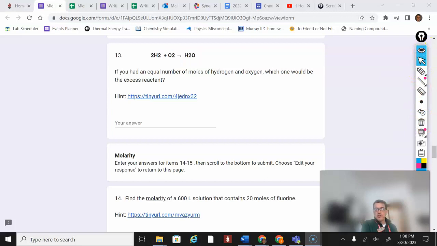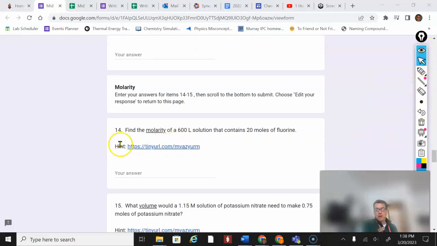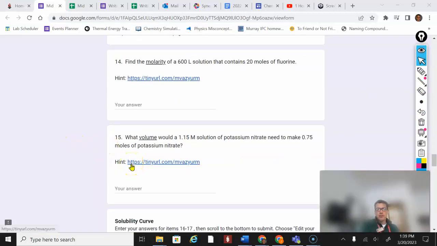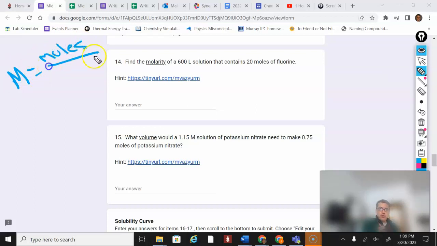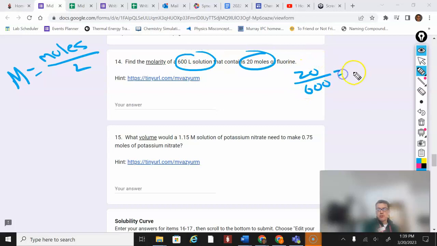All right, moving down to 14, back to some math. 14 and 15 are just molarity questions we can remember, hopefully, and it's on the back of the sheet we have with our periodic table. The molarity is moles over liters. So number 14, all that we need to do is put 20 over 600. So 20 over 600 is going to give us, I believe, 0.03. And if it asks for molarity, that should be with a capital M. That's all we need to do for that.